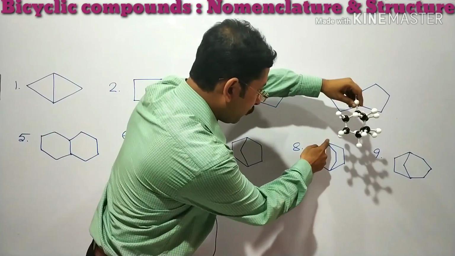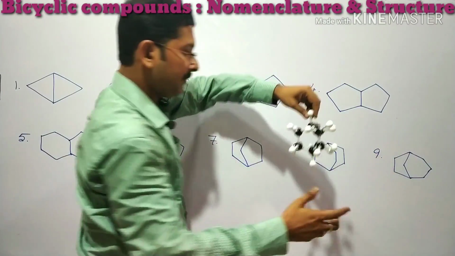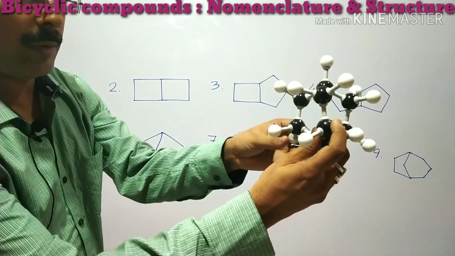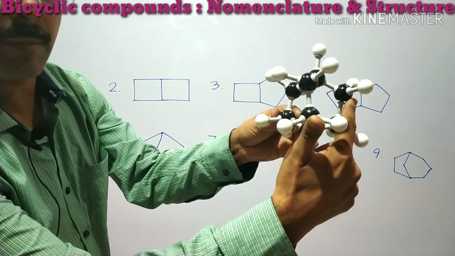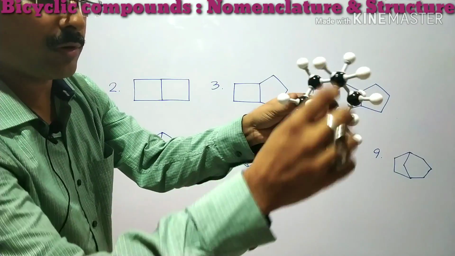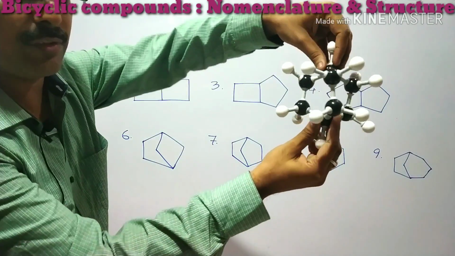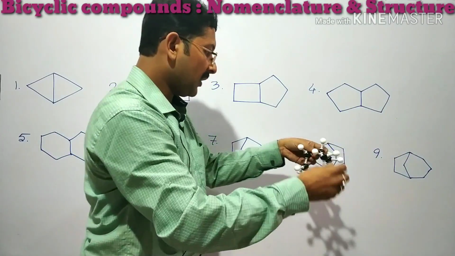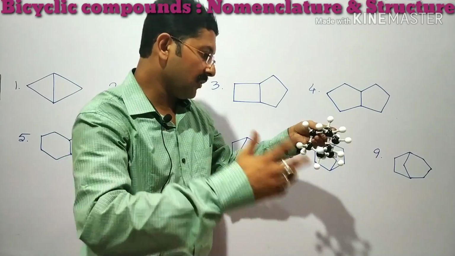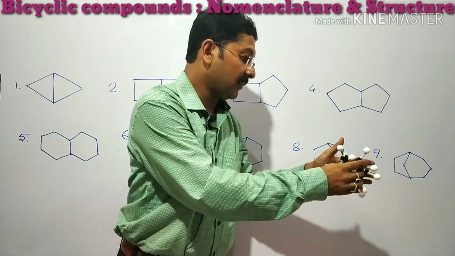One ring is here, 1, 2, 3, 4, 5, 6. That is a 6-membered ring. It is a 6-membered ring. And these 2 carbons are actually the bridge between these 2 carbons. So it is a bicyclic compound. We can think of this structure in this way.